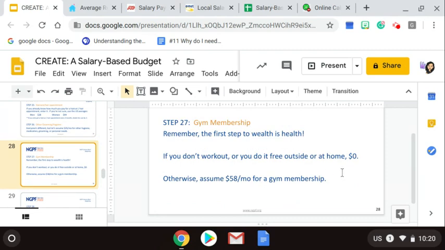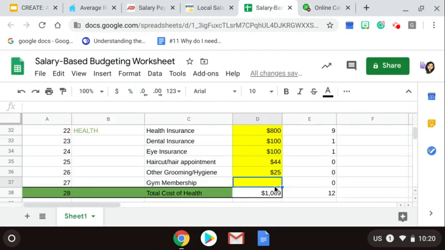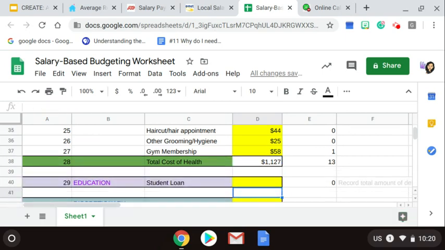Gym membership. Gym membership is very important to maintain your health. If you work out at home, that's fine, but $58 is pretty good, so I'm just going to put $58. This is just on your health. I don't see anything here about vitamins or any kind of nutrients, but we're just going to leave it again.